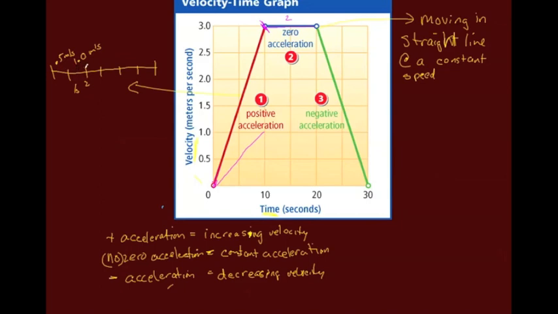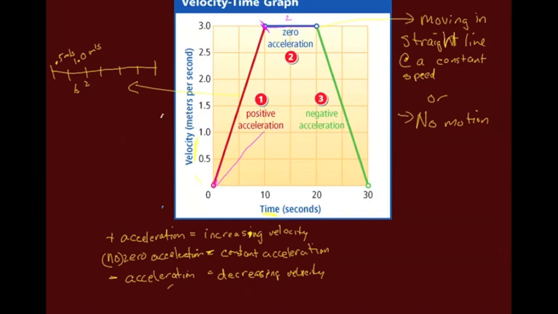The other scenario where you would have zero acceleration is if the object is not moving. If there's no motion, there's no change in velocity. So another case where you'd have zero acceleration is where there's no motion.